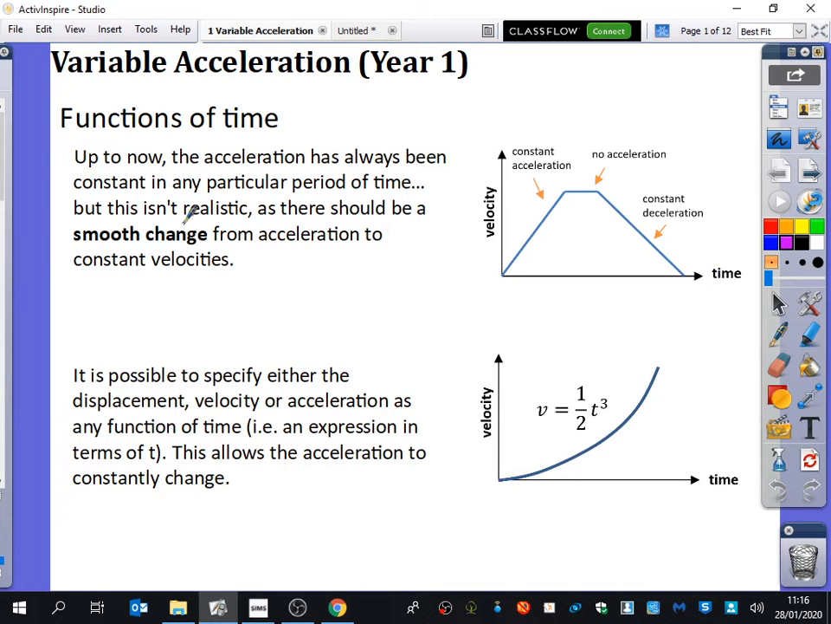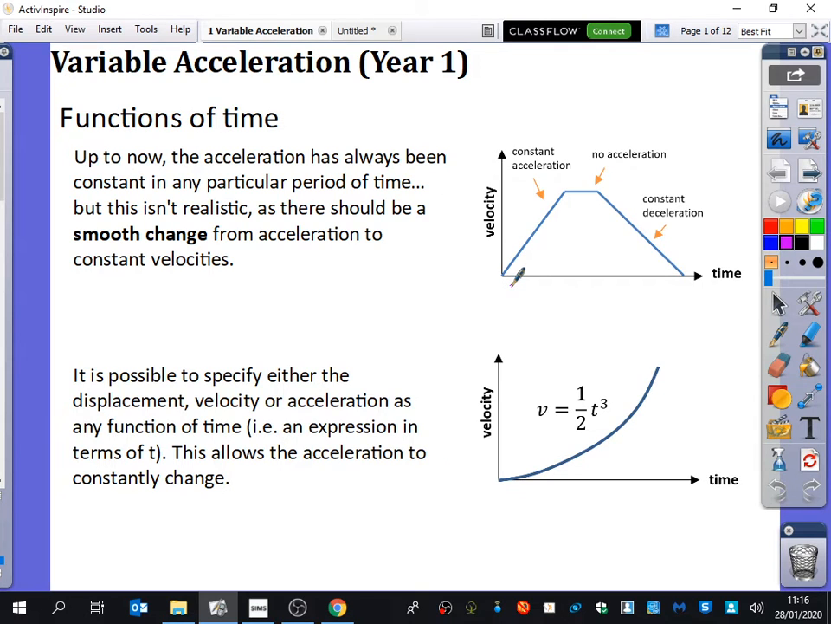Now this is not realistic, because there should be a smooth change from acceleration to constant velocity. In real life we don't have something that is constantly accelerating and then suddenly it's not accelerating at all. So if they ever ask you what is unrealistic about one of these graphs, it's that there should be a smooth change from acceleration to constant velocity. That's the kind of little 1 or 2 mark question that they might ask you. Obviously, these are our velocity time graphs.